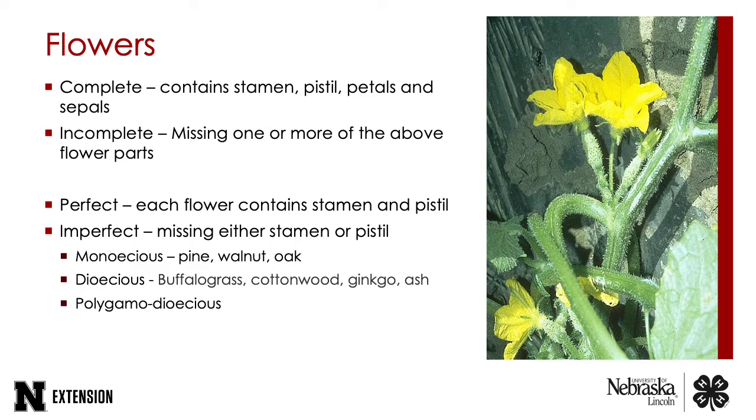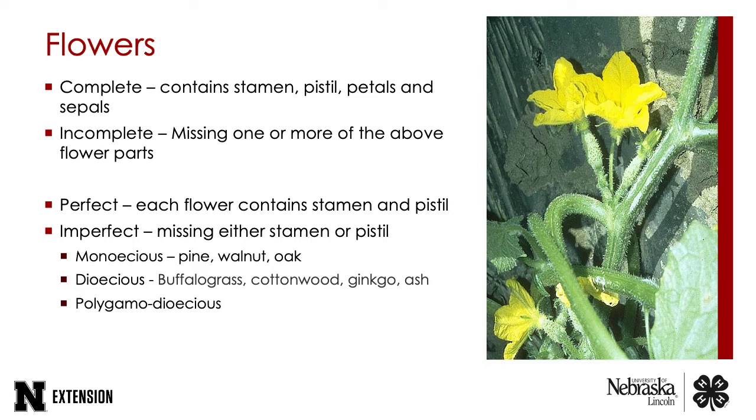Now, another couple of terms that we use are the words perfect and imperfect. So a perfect flower is one that has both the male and female parts together in a single flower. An imperfect flower is when you have just a male flower and separate female flowers. And that's what you're looking at here in this picture.